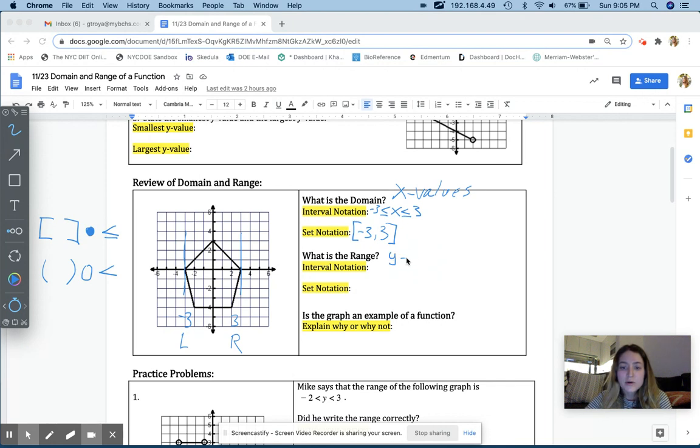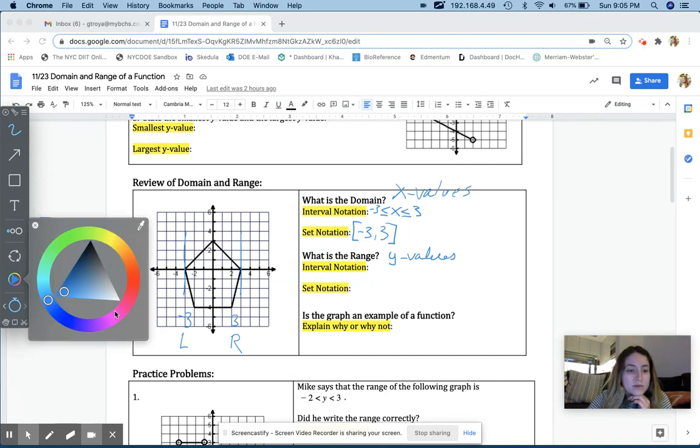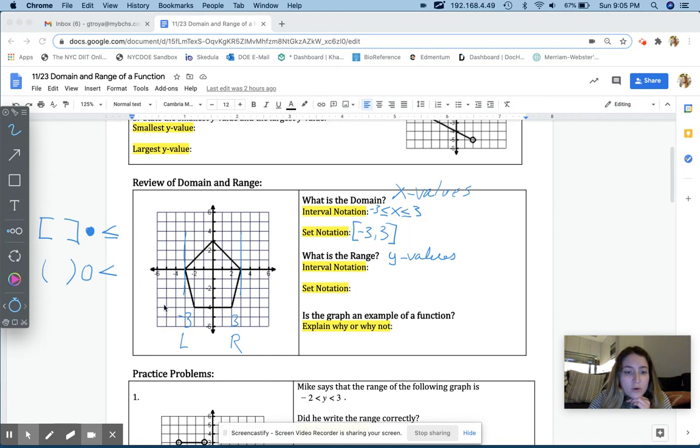Range is our y values. It's all of our y values that make our equation true here. So interval notation for our y values, let's change the color for our y's, where we want to start with our lowest y value, which here looks to be like -4. And we are including that -4 there. And then our uppermost y value here seems to be 3. So -4 to 3, and I am also including that 3.